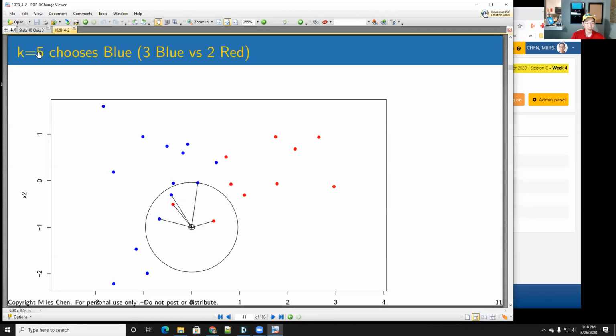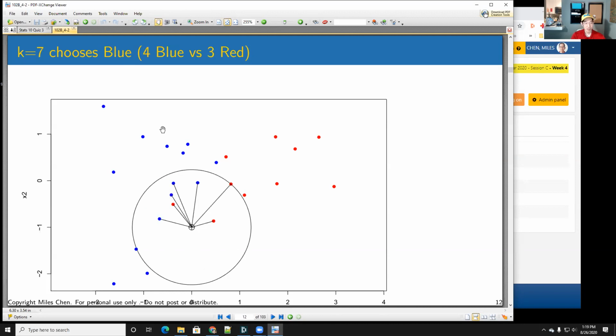As I increase my k to k equal to 5, inside this radius I have 3 blue points and 2 red points. And so this test case is going to get classified as blue. So when we choose different values of k, the test case could get classified as different values. We get 3 blue and 2 red, so this is going to get classified as blue.